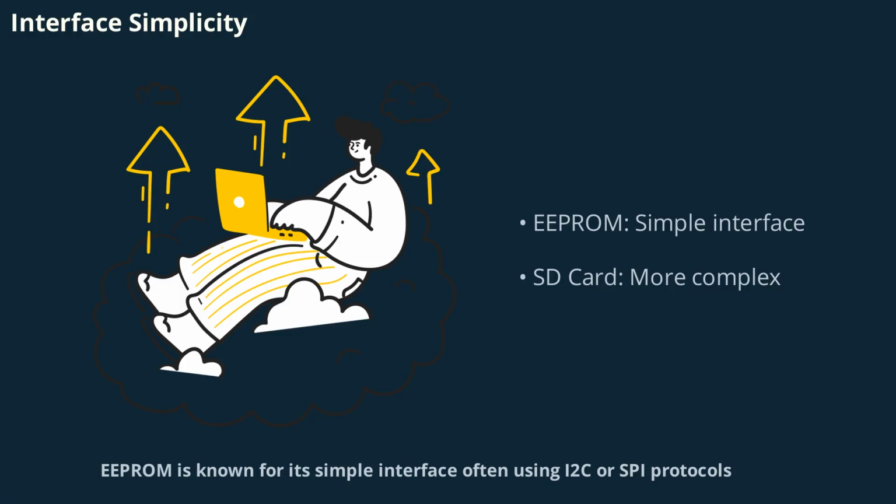EEPROM is known for its simple interface, often using I2C or SPI protocols. This makes it easy to connect and use even for beginners. SD cards, on the other hand, require more complex interfaces and additional code to manage file systems and handle errors. If you want a straightforward setup, EEPROM is the simpler choice.